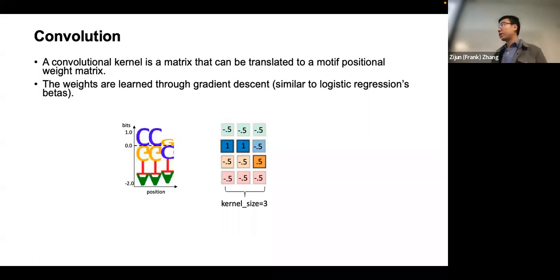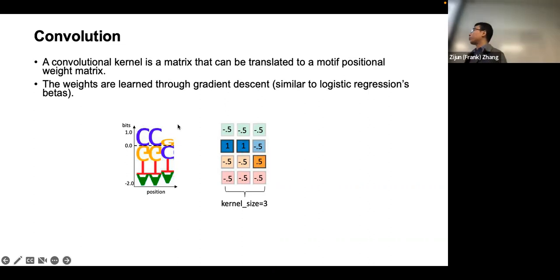Currently, for CNNs, the most important part is the convolution layers. For each convolution layer, we have a convolutional kernel matrix, which is analogous to the set of betas, the logistic regression coefficients that we covered earlier. But in particular, each convolutional kernel matrix can be translated into something very biologically related, which is a motif positional weight matrix. How many of you have seen this type of motif visualization here?